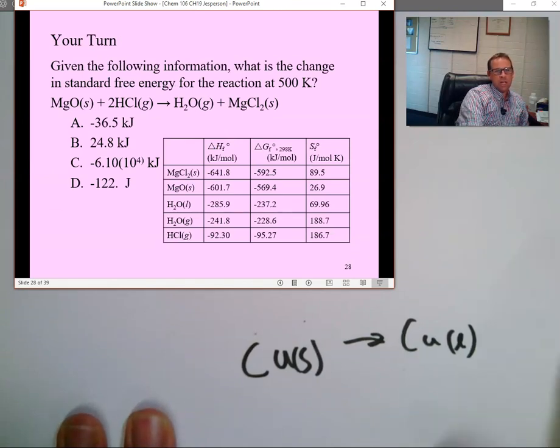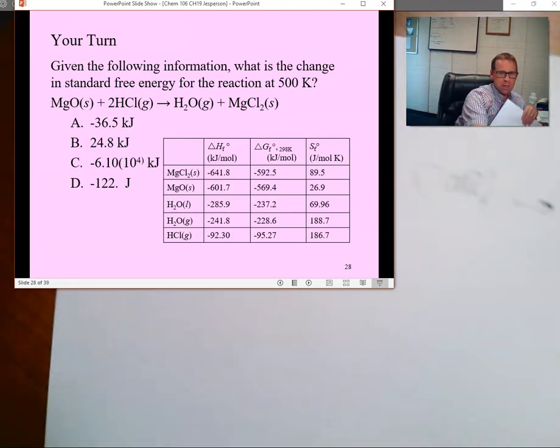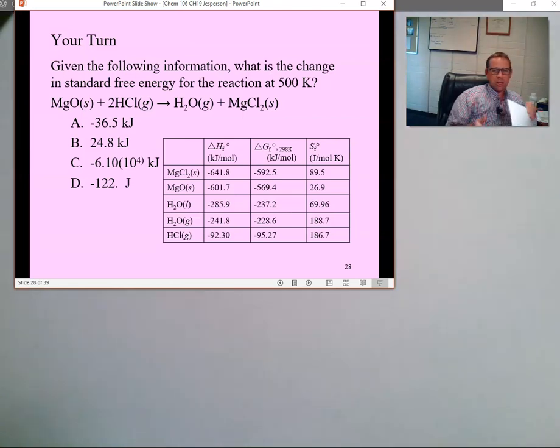Okay, so what is the change in standard free energy? Standard free energy, that's our delta G. What's our change in delta G for this reaction at 500 Kelvin? If we want to get the delta G for this reaction at 500 Kelvin, what is it that we have to do?